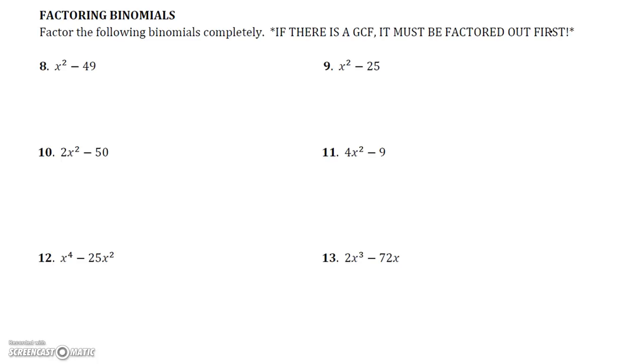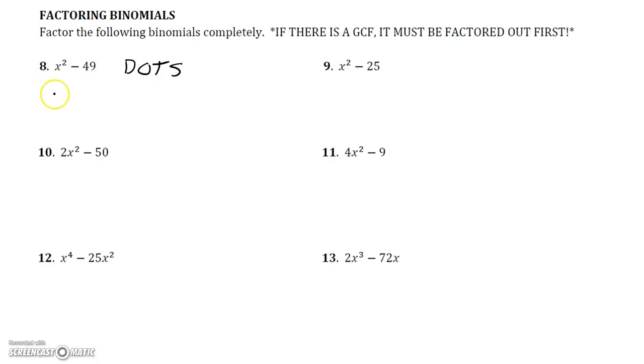Okay? So starting out with number 8. X squared minus 49. There is not a GCF between these two terms. So we can go on and recognize this as the difference of two squares. Subtraction sign means it's the difference. And two squares, x squared is a perfect square, and 49 is a perfect square.